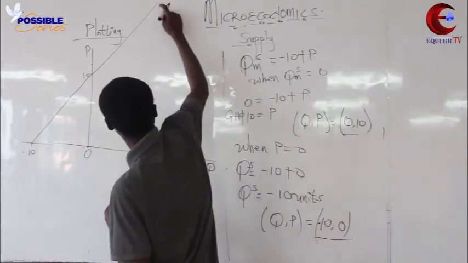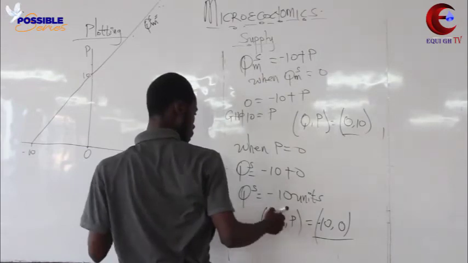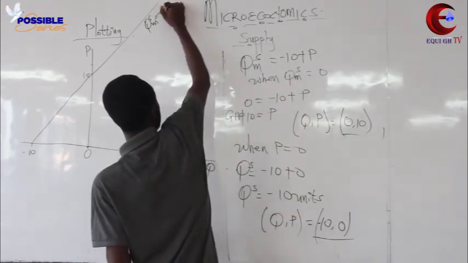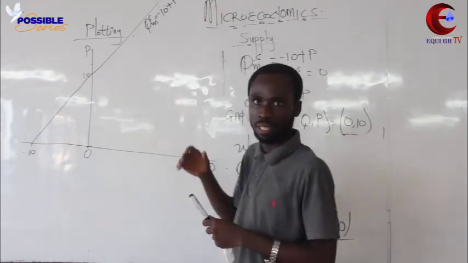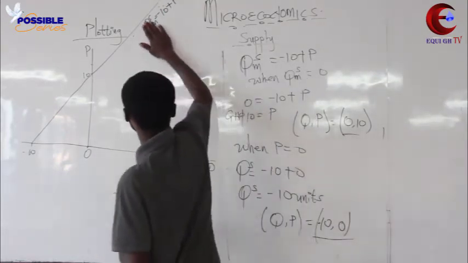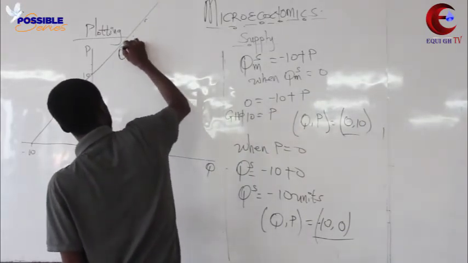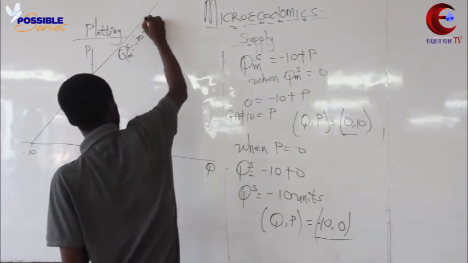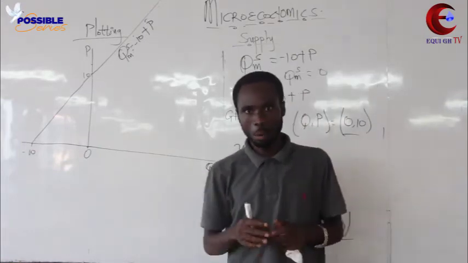When you are done, you have to write quantity supplied for the market equal to negative 10 plus P. That's the market function. Let me write it here: quantity supplied, that's the market, equal to negative 10 plus P. That is the supply function.